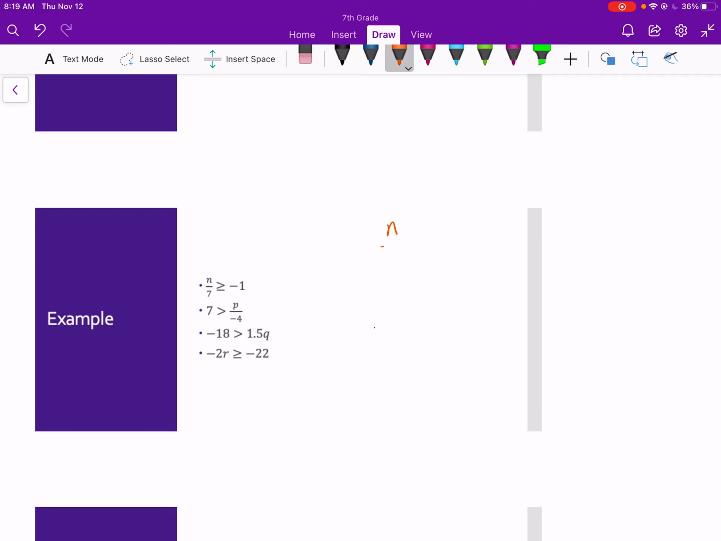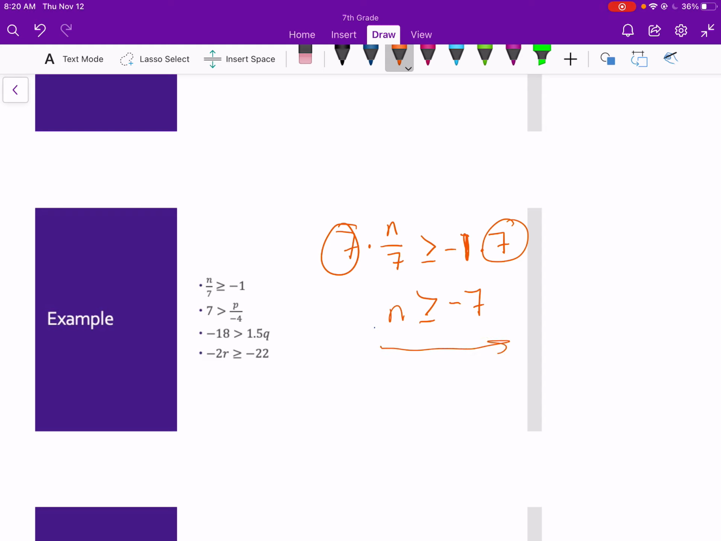So the first one, we have n over 7. It's greater than or equal to negative 1. And I know to get rid of dividing by 7, I multiply by 7 on both sides. I'm multiplying by a positive number, so I don't have to flip my inequality. So n is greater than or equal to negative 7.